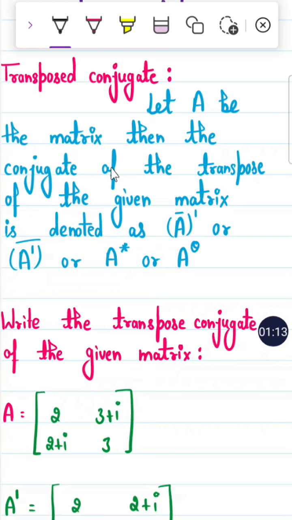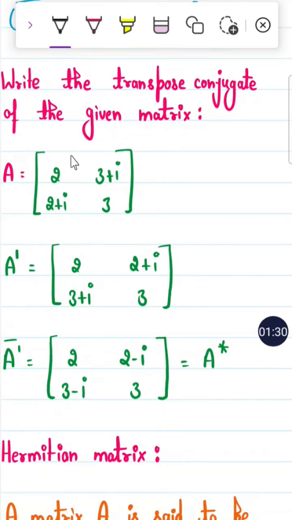What is transpose conjugate? Transpose conjugate means taking the conjugate of the transpose, right? So it is represented as A star, A theta, (A bar) dash, or (A dash) bar. So this is said to be the transpose conjugate matrix. Now the example is that A is equal to this matrix, then taking A dash, the transpose of this, so it becomes 2, 3 plus i, 2 plus i, and 3. Taking the bar of this will become A star, right? So the complex conjugate transpose matrix.